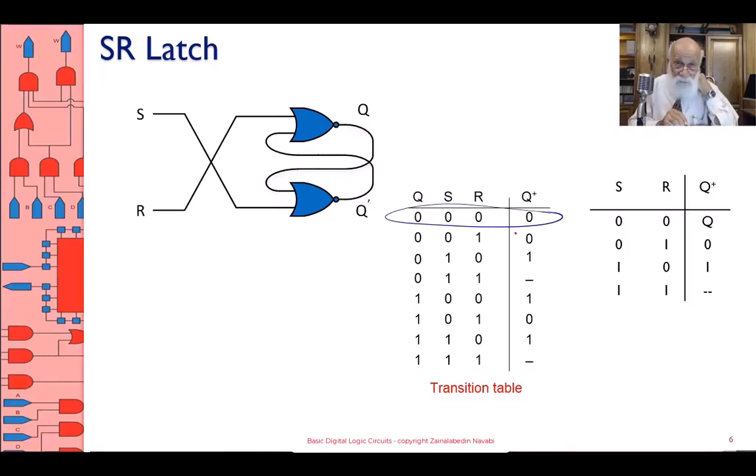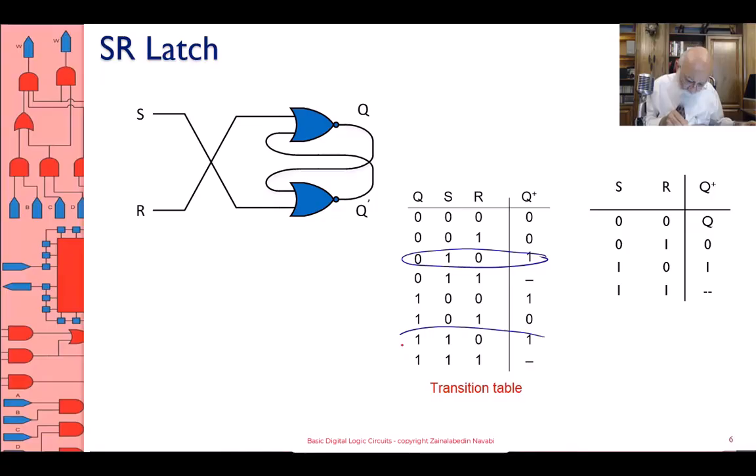If S and R are 0, 0, Q is 0, okay? Q plus is 0. It remains the same as Q. If S and R are 0, 1, Q plus becomes 0. That means you are resetting it. You're forcing it to 0. If SR is 1, 0, you are setting it to 1.